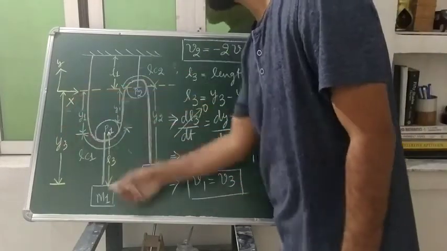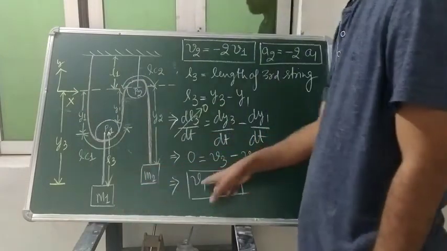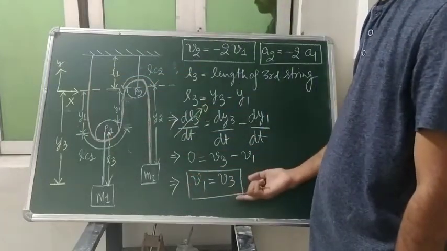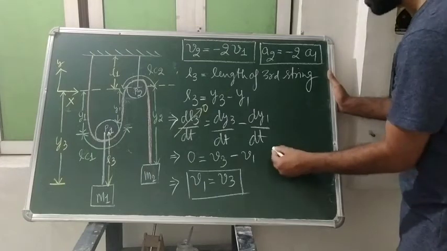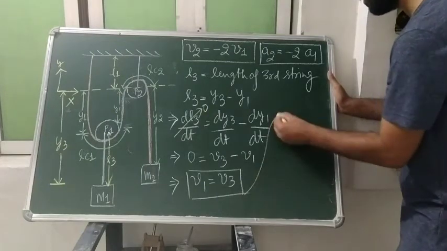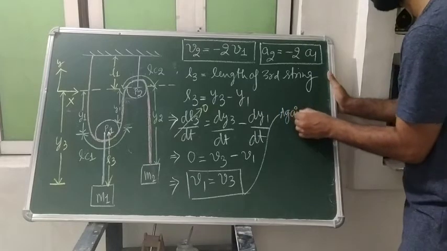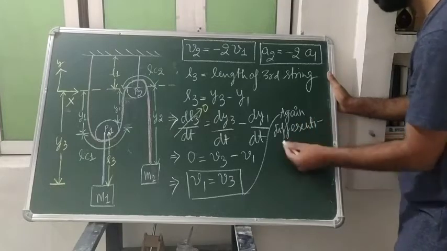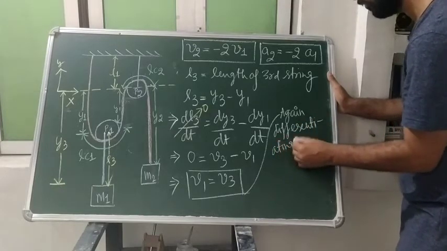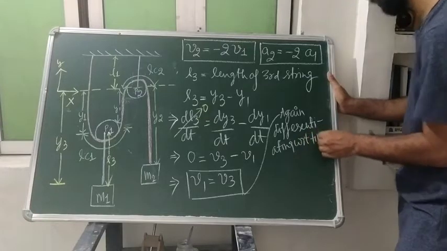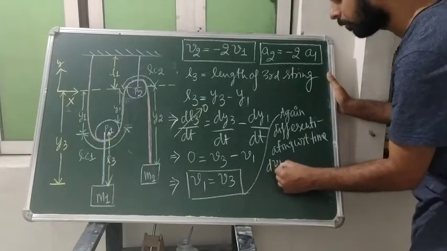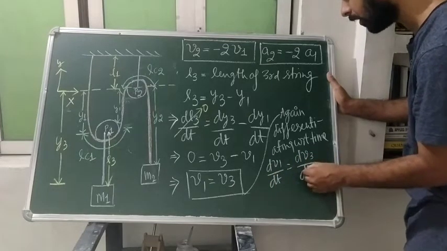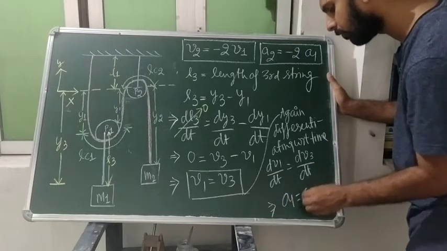V3 is representing the velocity of this block, and that is equal to what? The velocity of this string Y1 or pulley P1, isn't it? Or again you can say, I am writing here, again differentiating with respect to time. What will you get? Del V1 upon del T should be equal to what, student? Del V3 upon del T, and from here what will you get? That A1 is equal to A3.